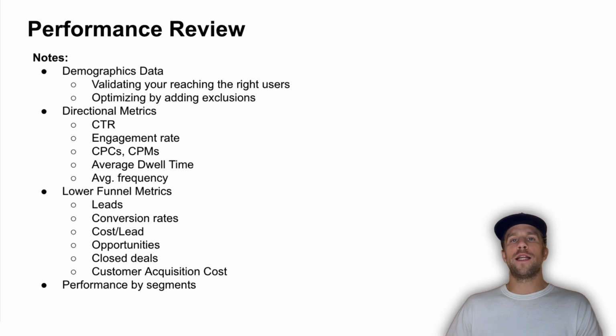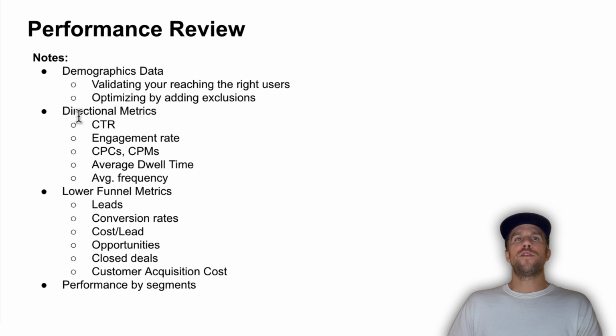So once you're running your ads, you want to monitor the performance. What I typically look at is the demographics data. This will show you which job titles, which users are seeing your ads, just to validate the right users are seeing your ads. And if you need to make any exclusions, you can. So you can optimize your campaigns by adding in job title exclusions, company exclusions. So it's always important to keep an eye on the demographics data.